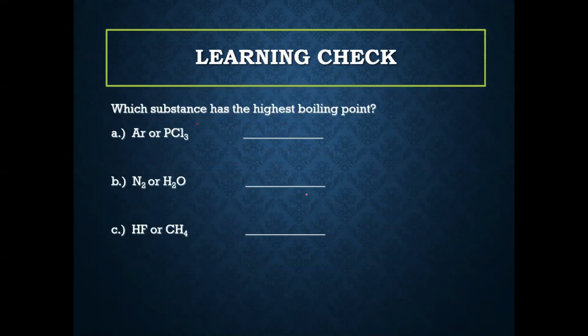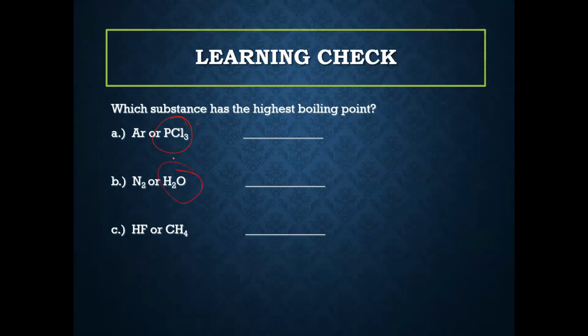And if we're looking at these in terms of ranking them, the one that has the stronger IMF is usually going to have the higher boiling point. So between argon and PCl3, we said PCl3 had dipole-dipole forces. So we're going to say that PCl3 is going to have a higher boiling point. Between nitrogen and water, we said that water had hydrogen bonding, whereas nitrogen only had dispersion.